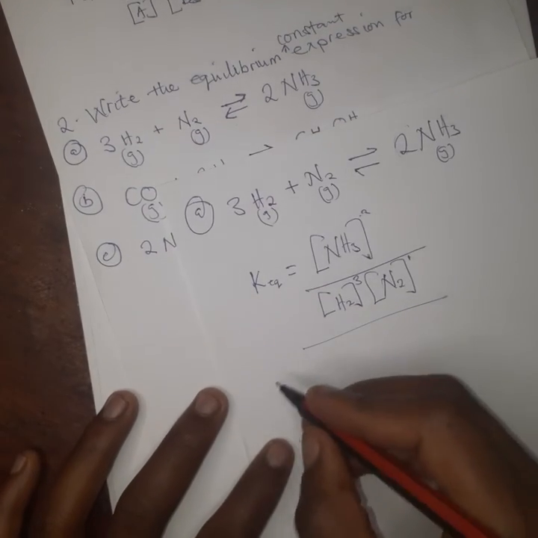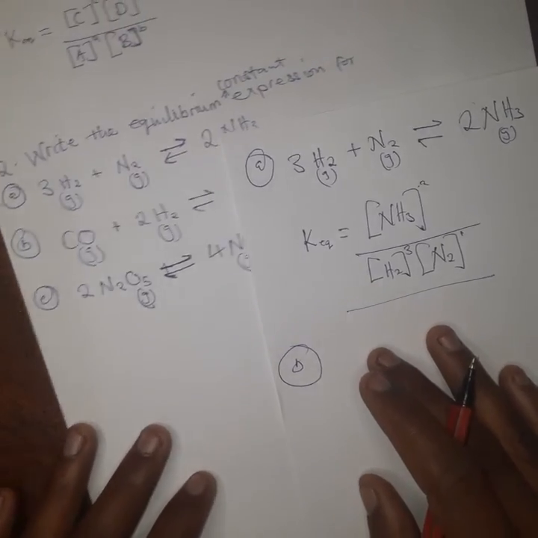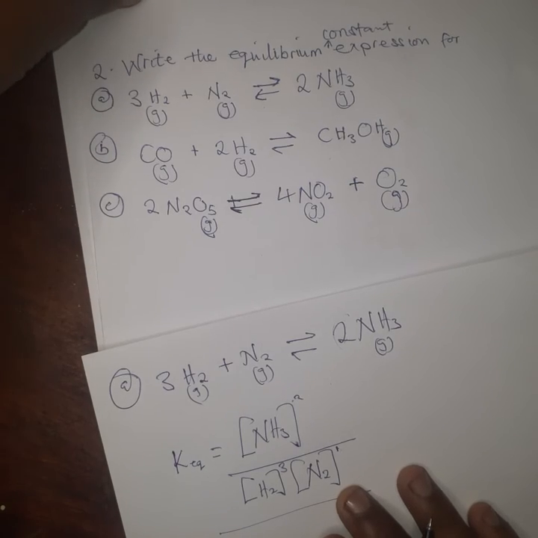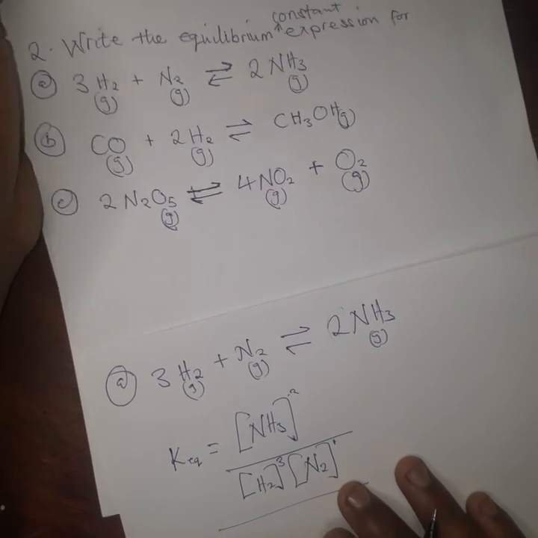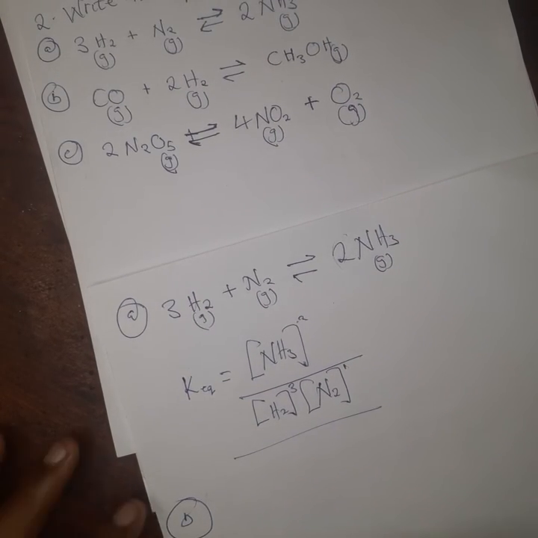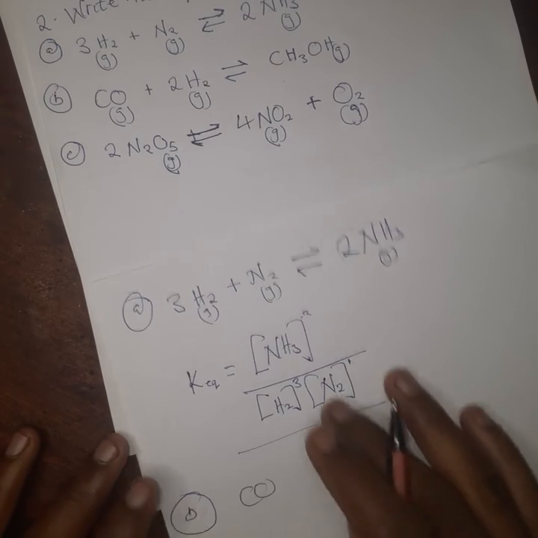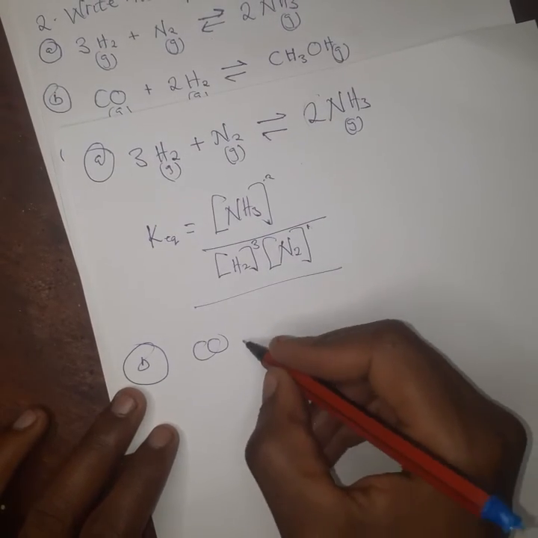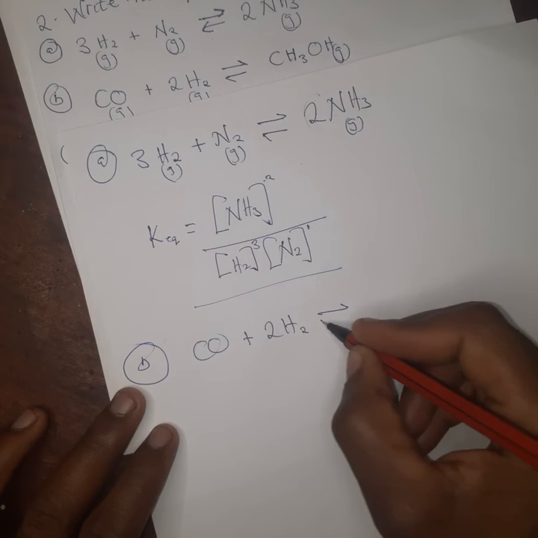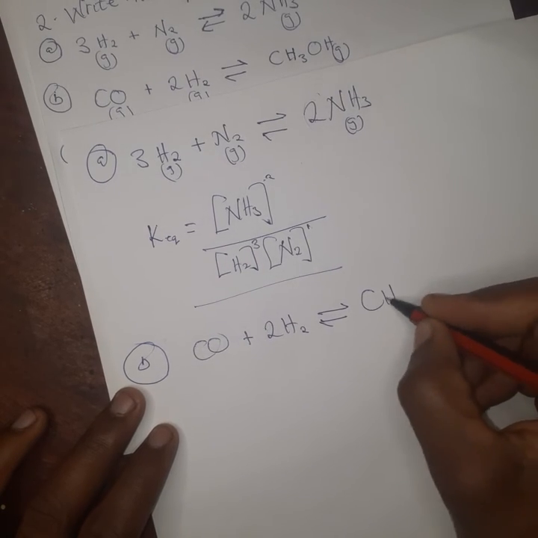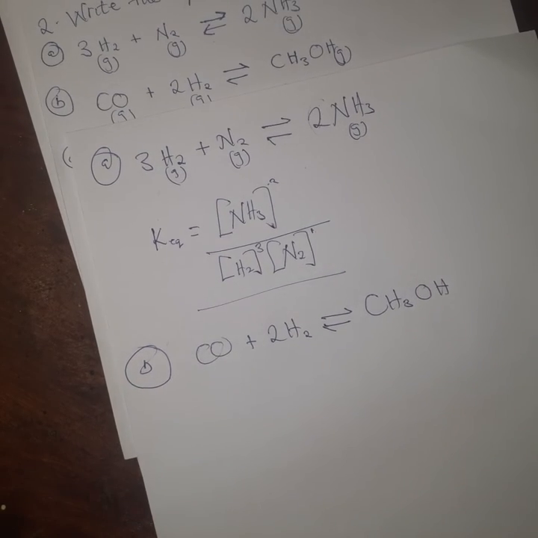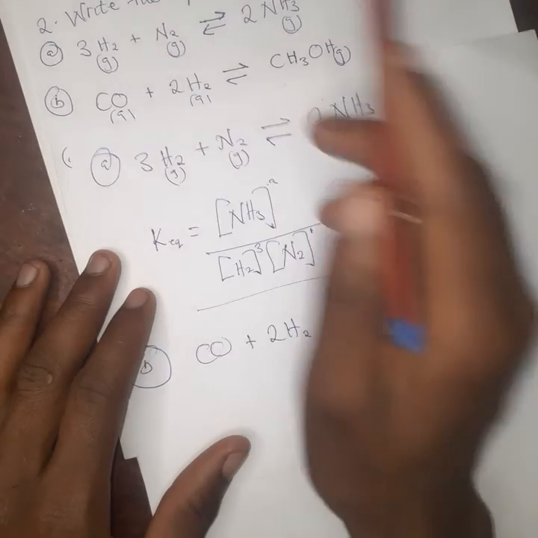Okay, now we go to B. If you look at B, we have carbon monoxide plus hydrogen gas to produce that compound. The same things apply again. We have carbon monoxide plus 2 molecules of hydrogen gas to produce CH3OH. Okay, so this one is already balanced.